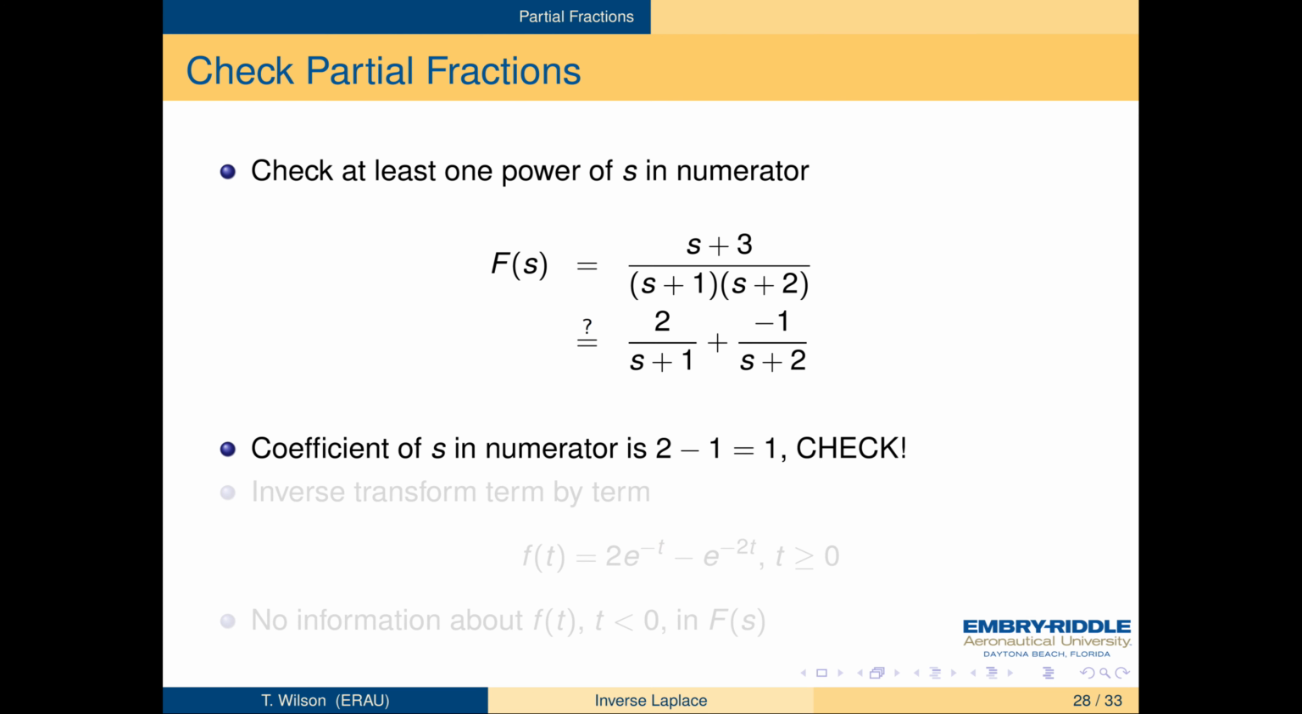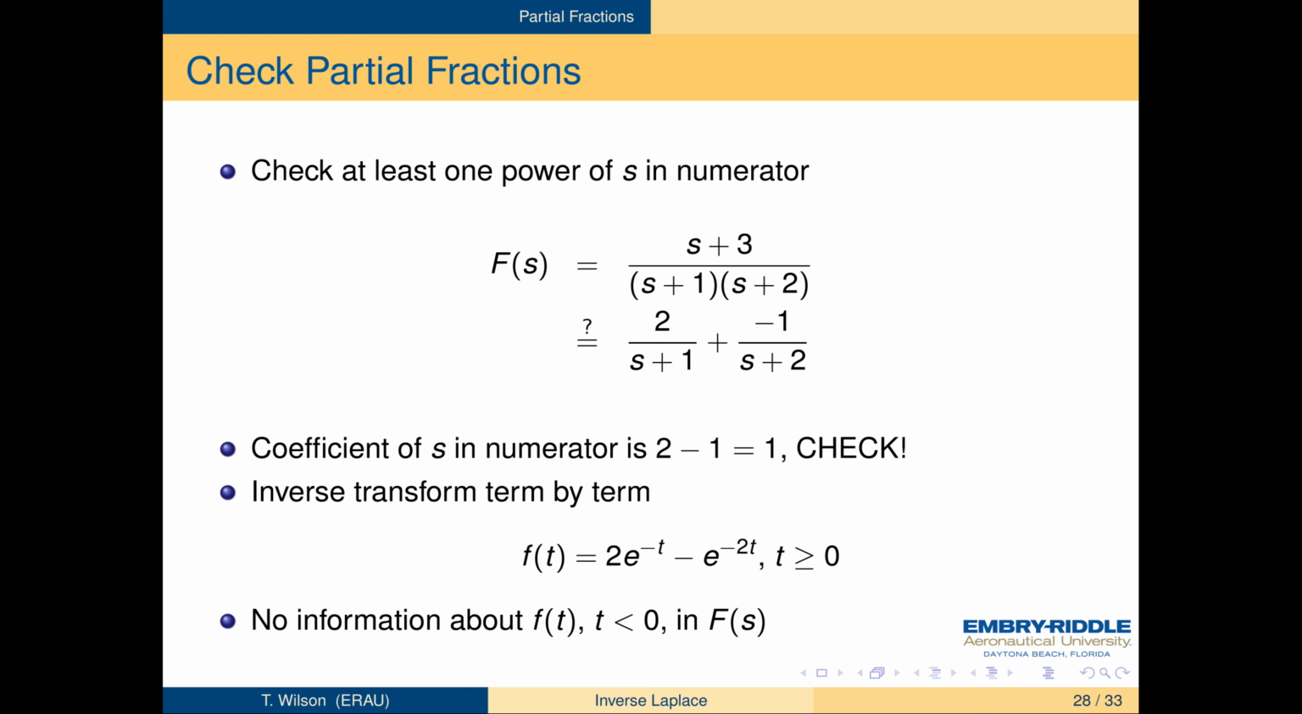After the check is done, then and only then should you inverse transform term by term to recover f(t) equals 2e to the minus t minus e to the minus 2t for t greater than or equal to 0. As always, we learn nothing about f(t) for t less than 0. That information has to come from somewhere else.